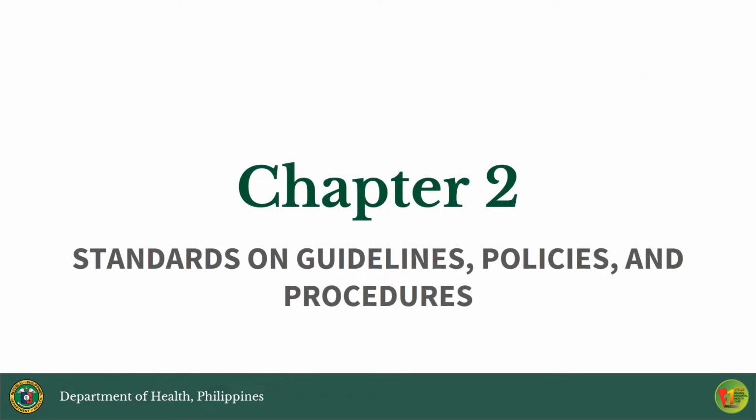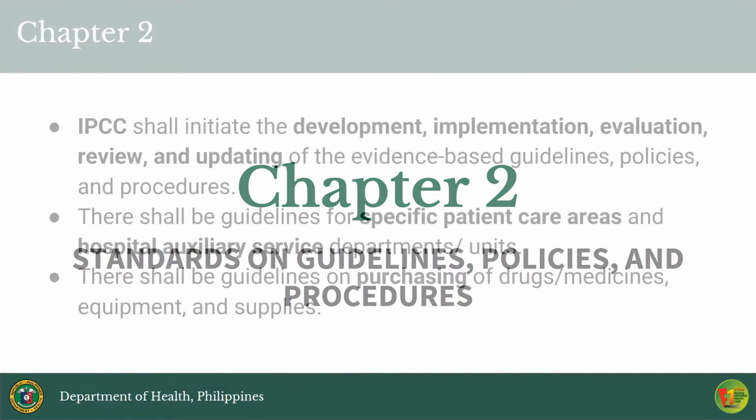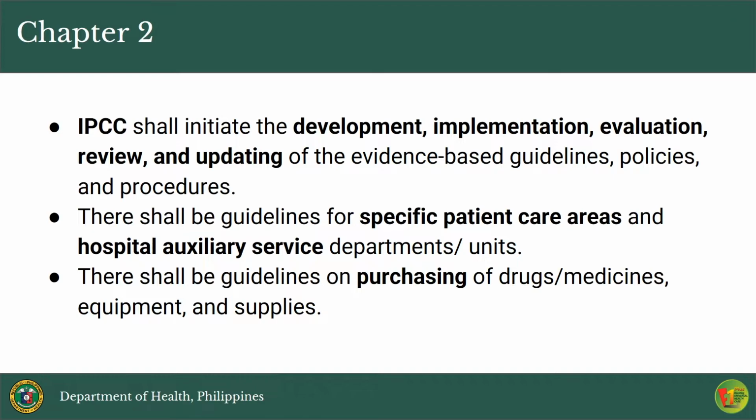We now move on to Chapter 2, chapter on the standards on guidelines, policies, and procedures. The IPC committee initiates the development, implementation, evaluation, review and updating of written evidence-based guidelines, policies and procedures for the prevention of infection and reduction of antimicrobial resistance within the healthcare facility. There are infection control guidelines, policies, and procedures for specific patient care areas and for hospital auxiliary service departments or units. There are infection control guidelines and policies related to purchasing of drugs and medicines, medical equipment and supplies.